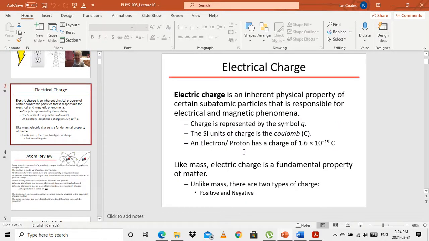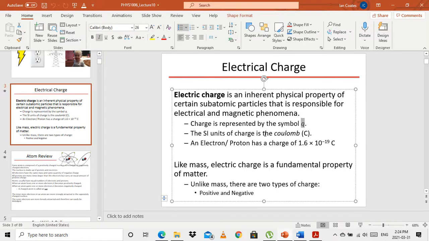An electric charge is an inherent physical property of protons and electrons for sure. Protons have a positive charge. Electrons have a negative charge. And charge is denoted by a small q. The SI unit of charge is the coulomb, and you'll see there a big C.